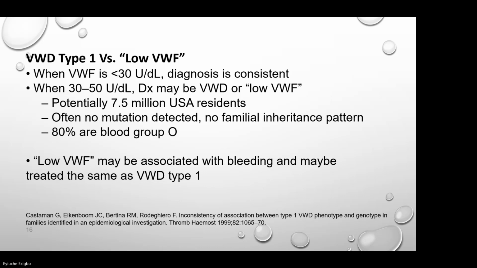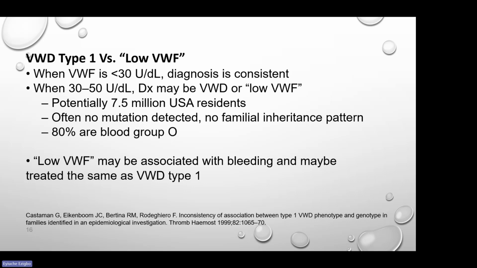In some situations, it may not really be type 1 von Willebrand disease. It may be that an individual just has low von Willebrand factor. So they say that when von Willebrand factor is less than 30, the diagnosis of von Willebrand disease type 1 is consistent. When it is between 30 to 50, the diagnosis may be von Willebrand disease or low von Willebrand factor.